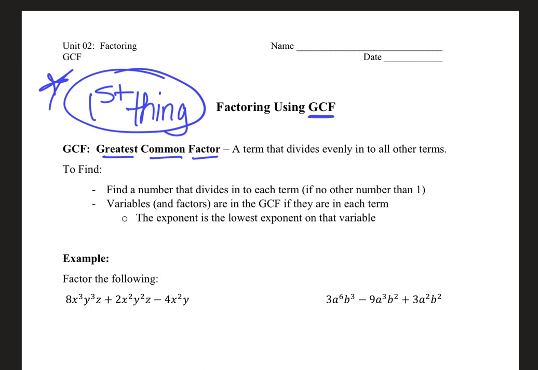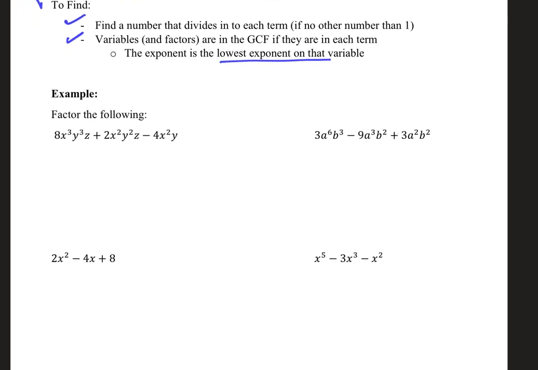So greatest common factor is a term that divides evenly all other terms. So first we have to know what a term is, and then we have to find the greatest common factors of all the terms that we have. To find that, first find a number that divides evenly into each term. If no other number, then we pick one. And then the second thing is you find a variable that's in each term. The easiest way to think about it is you always pick the lowest exponent of that variable, so that when we divide, we don't have negative exponents. So let's look at an example.